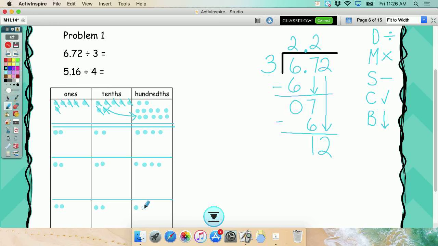So now you're going to have 4 in each group. And then you put the 4 above the 2. Okay, so we'll write the 4 above the 2. 4 times 3 is? 12.